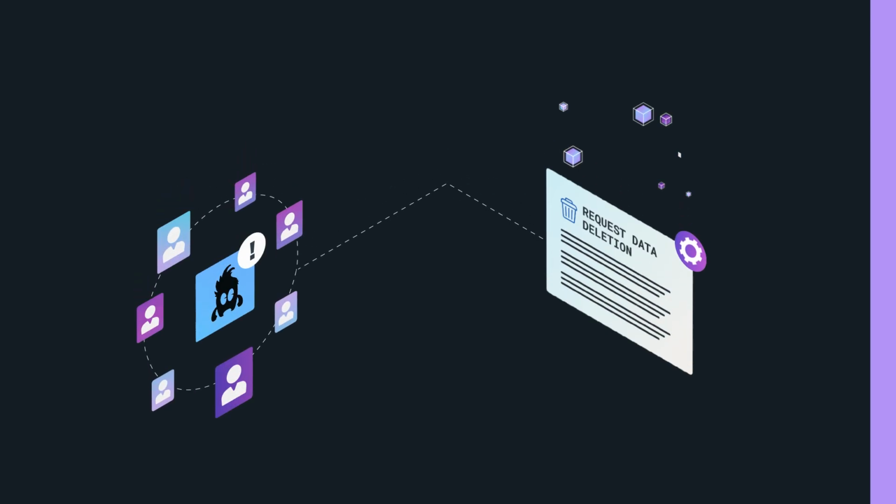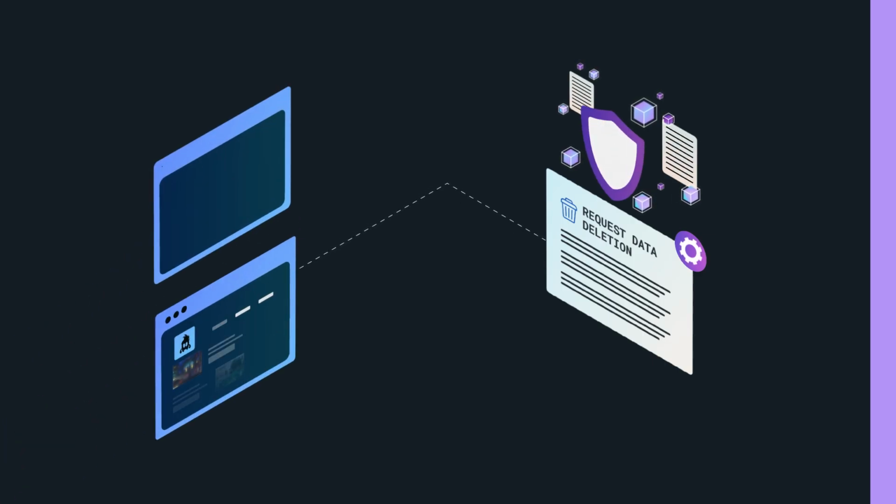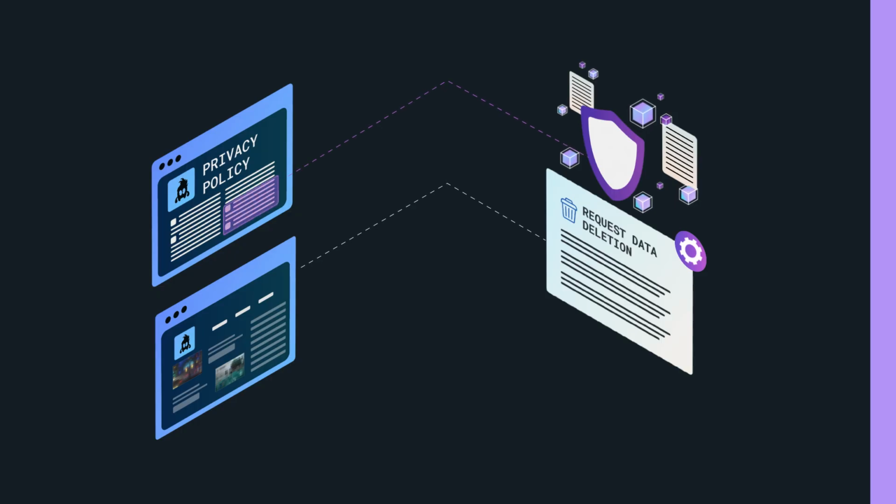For example, you may need to keep certain records or data for compliance purposes. If this applies to your app, clearly communicate those exceptions in your privacy policy.